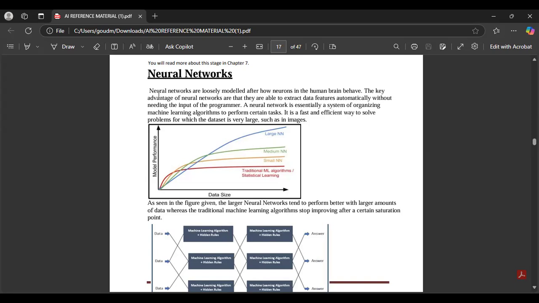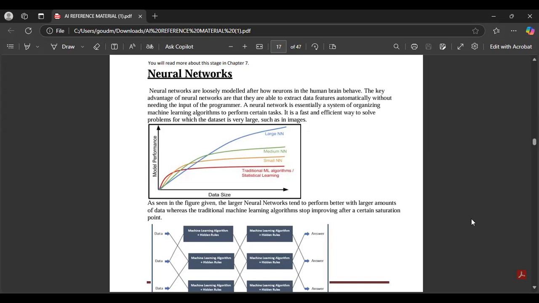So from here to here, you have to write the definition of a neural network. It is a fast and efficient way to solve problems for which the data set is very large, such as images, right? A neural network is nothing but something that works like a human brain. As a human brain is made up of nerves, these neural networks are made up of neurons. But both work in the same way, children, right?